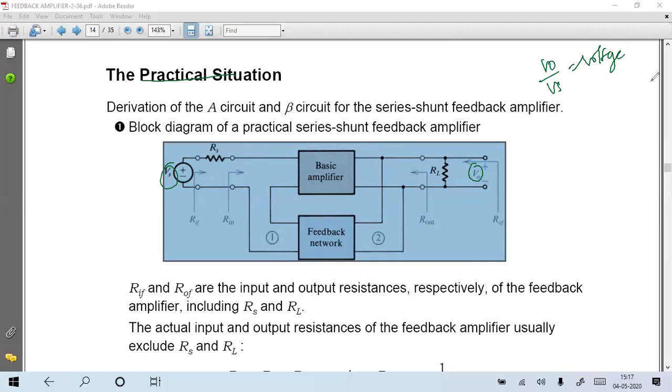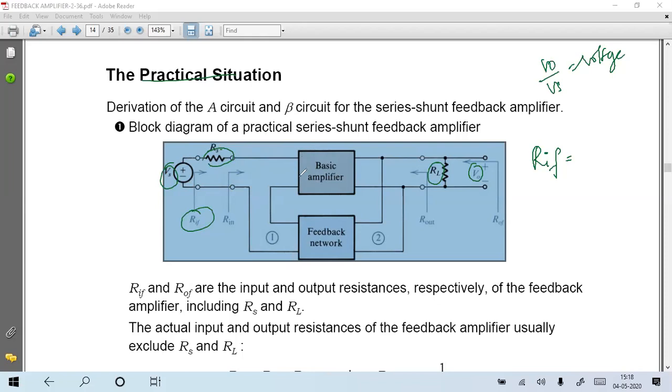For the practical case, RS is connected, so a resistance is added on the input side, and on the output side RL is added. Everything else is the same as the ideal case. Now what should be the feedback input resistance, RIF? On the input side, the mixing side is in series nature. RS is the internal resistance of the supply voltage, and one more resistor is there, the amplifier resistance.